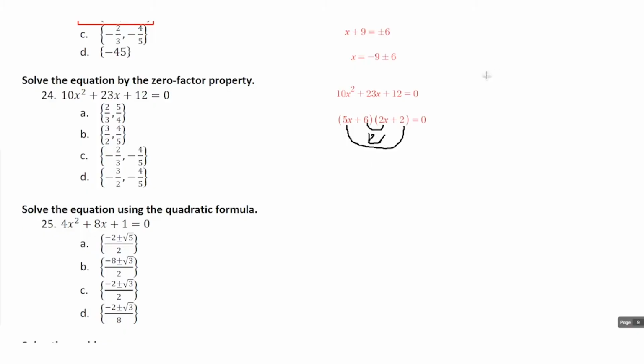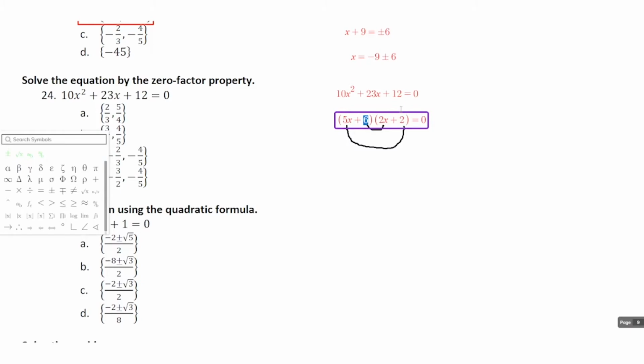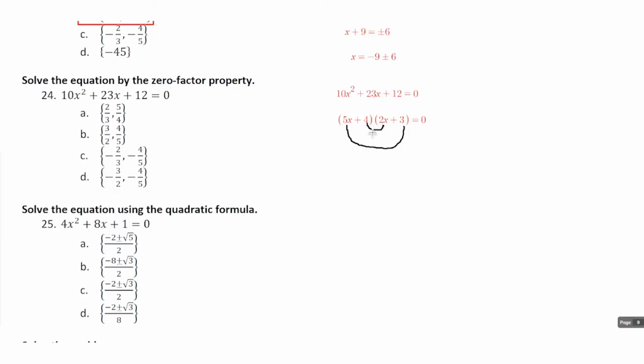Okay, how about 4 and 3? I feel like maybe the 4 and 3 might work. Let's see. We try 4 and 3. We get 4 times 2 is 8x. 5 times 3 is 15. Actually, does this work? 15 and 8, yeah, that's 23. Okay, so here we go. So here are our two factors.